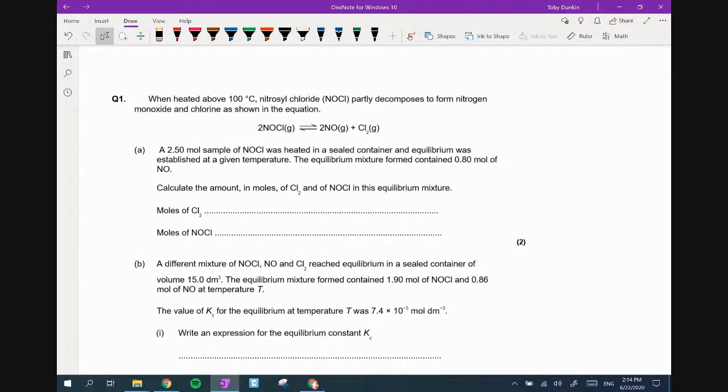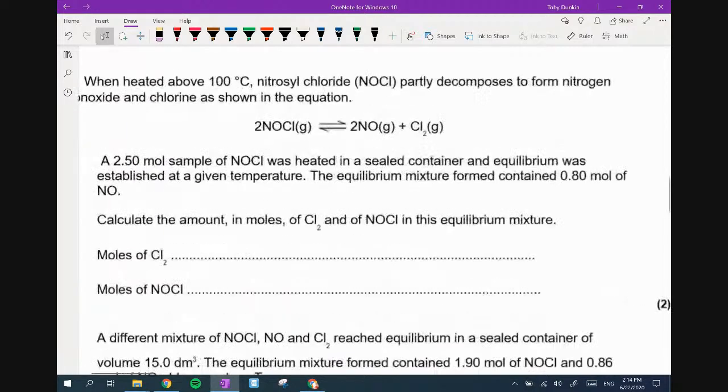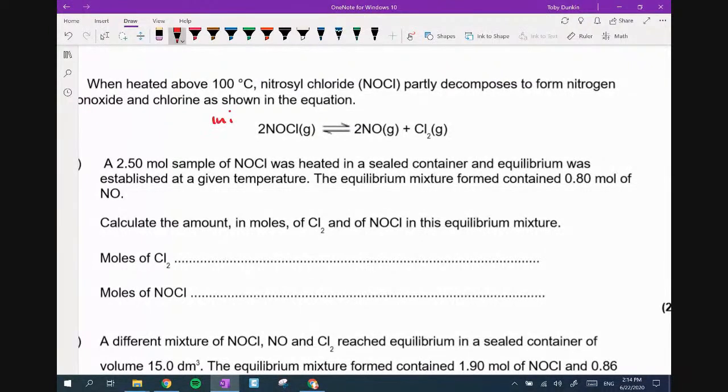Okay, a 2.5 mole sample was heated. It's told us initial, so let's put initial above and equilibrium below. The initial was 2.50 moles, and it's actually given us moles, which is nice, and 0 and 0. The equilibrium mixture contains 0.8 of NO. NO has a 2 in front of it, which means that's 2x, which means the chlorine went up by half of that, and the NOCl went down by the same number as that.